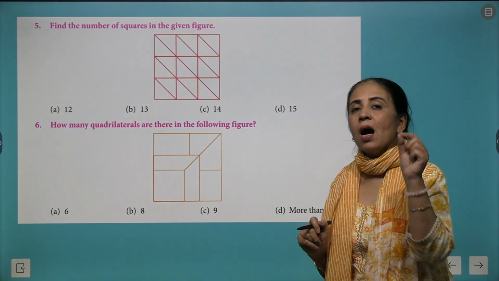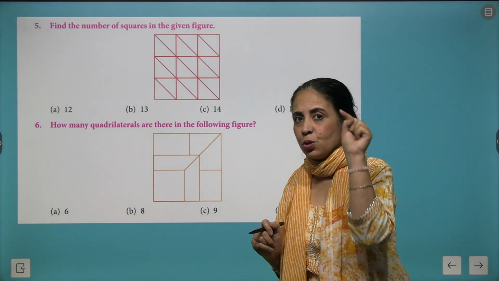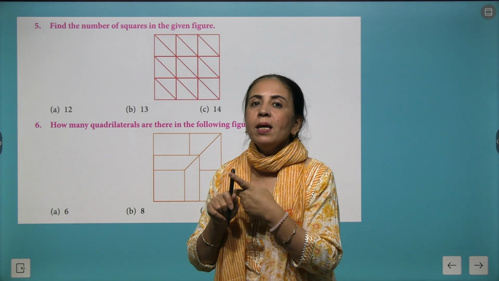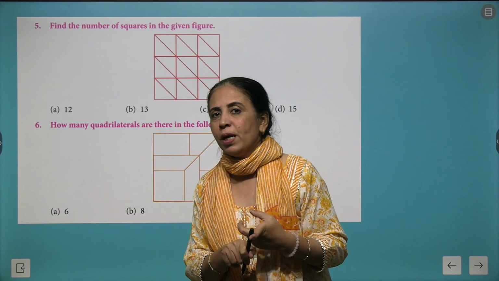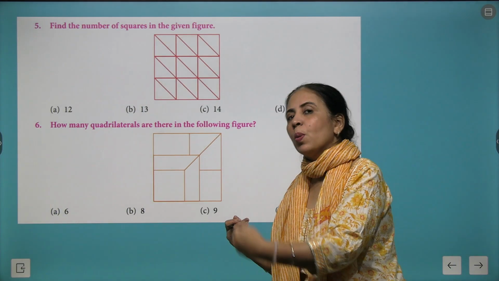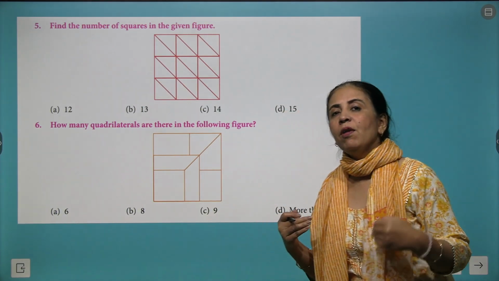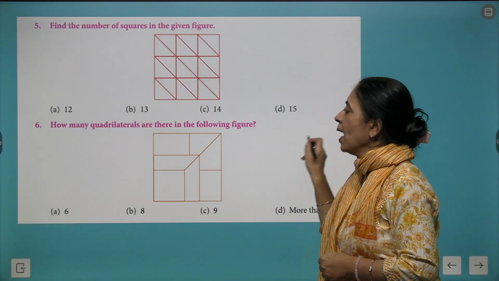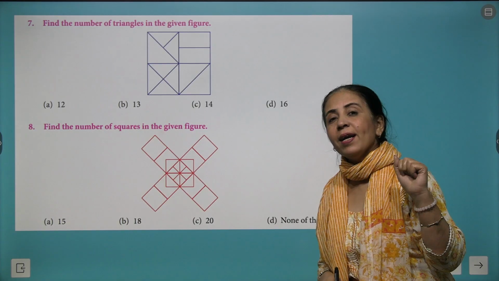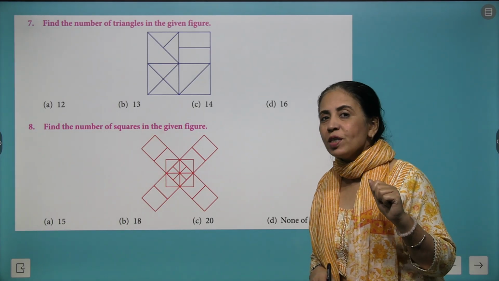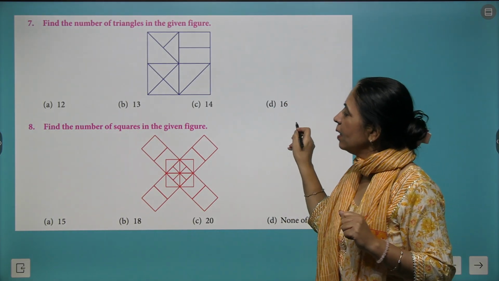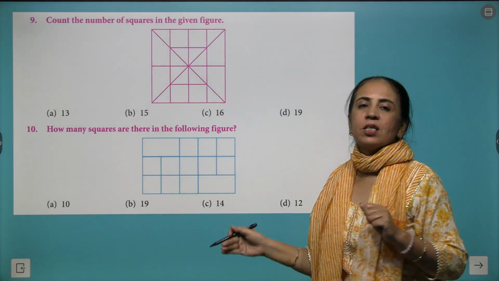The next question asks you the number of quadrilaterals. Do you know the difference between the square and the quadrilateral? Square means all the 4 sides must be equal, but quadrilateral means it could be a rectangle, it could be a square, it could be a diamond, any figure with 4 sides. And sometimes it could be a trapezium as well. Don't forget, trapezium is also a 4-sided figure. Understood? Now we need to find the triangles here and more questions ahead.